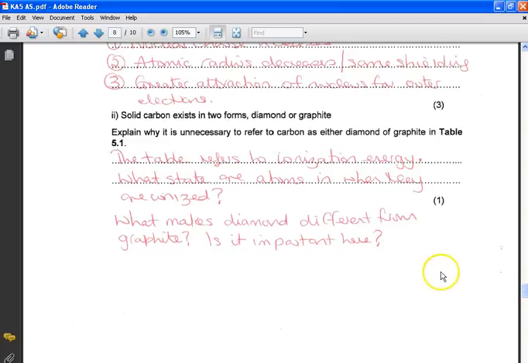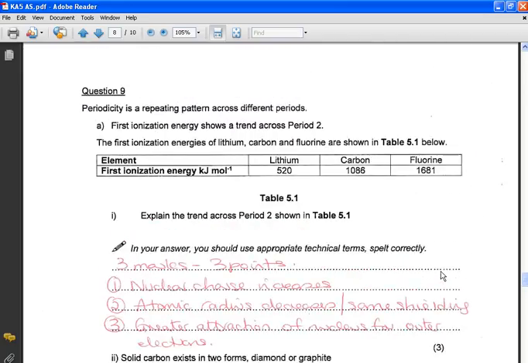Yeah, this one, solid carbon exists in 2 forms, which is kind of, they've almost done this to put you off a little bit. You know, 2 forms, diamond and graphite. Yes, they do when they're solids. Explain why it is unnecessary to refer to carbon as either diamond or graphite in table 5.1. What does table 5.1 show you? It shows you ionization energy.